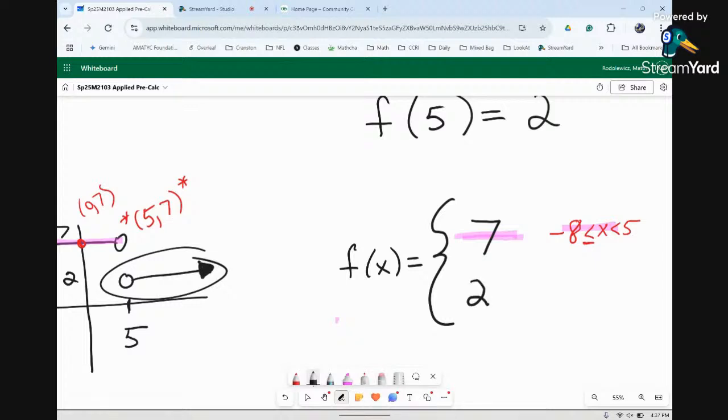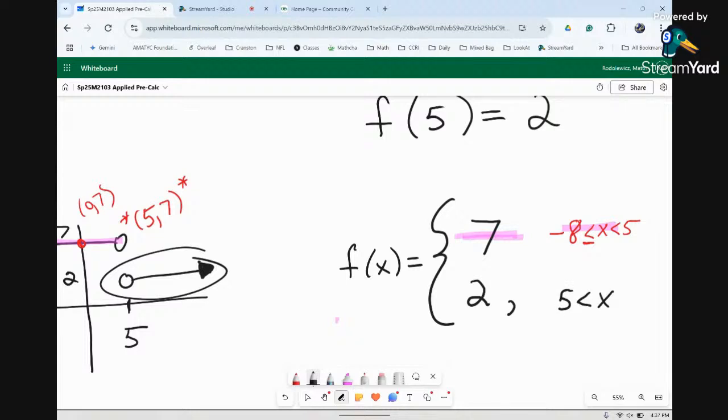The y is 2. The x is 5. This x coordinate is 6. This one here is 7. This one over here is 1,000,000. This one's 1,000,000,000, billion, trillion. So it's going on forever. There's no end. So all we need to do is say 5 is less than x.